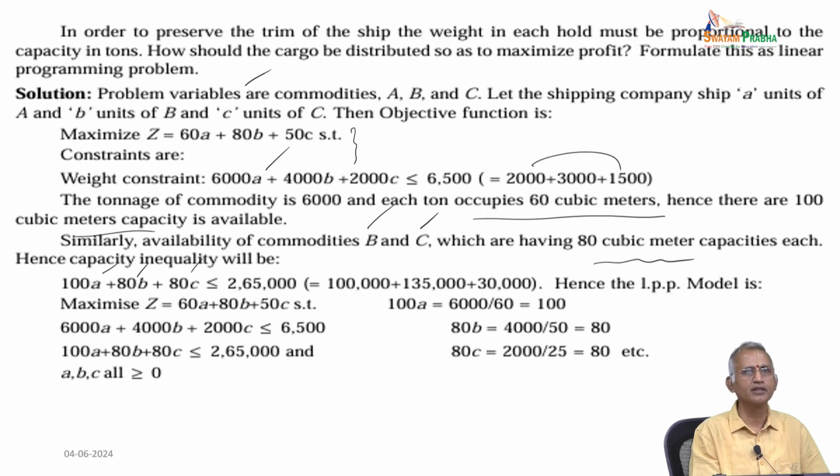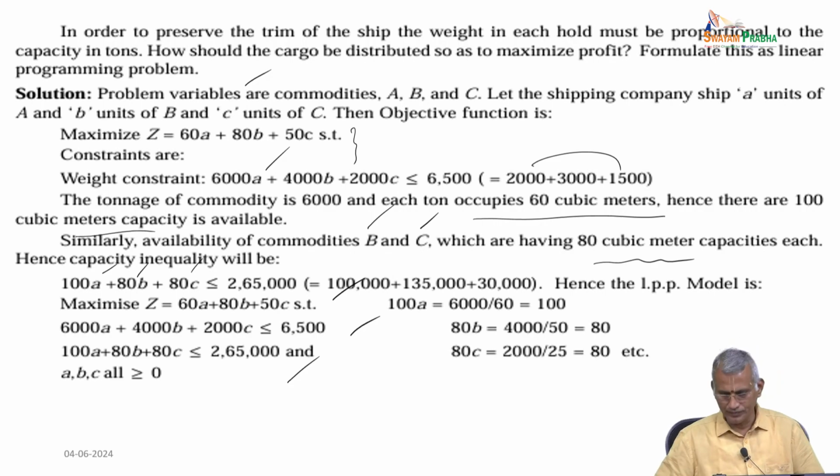Therefore, the LPP model is maximize Z = 60A + 80B + 50C such that 6000A + 4000B + 2000C ≤ 6500, and 100A + 80B + 80C ≤ 2,65,000, and here 8B = 4000/50 = 80, 8C = 2000/25 = 80. Therefore, correspondingly we have 100A + 80B + 80C ≤ 2,65,000, for A, B, C all positive.